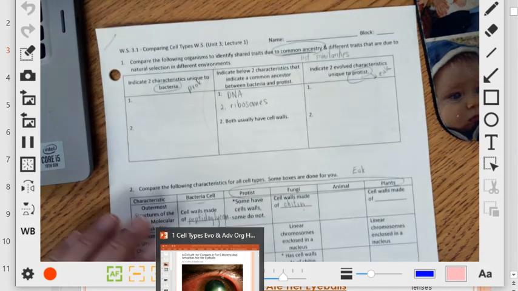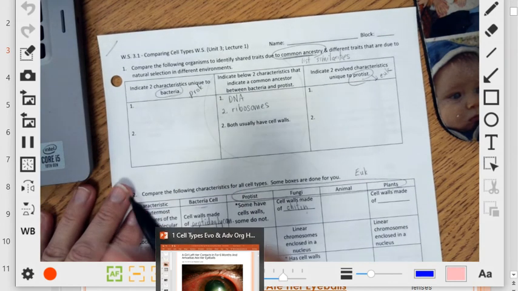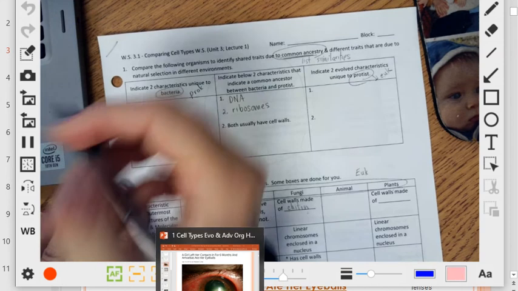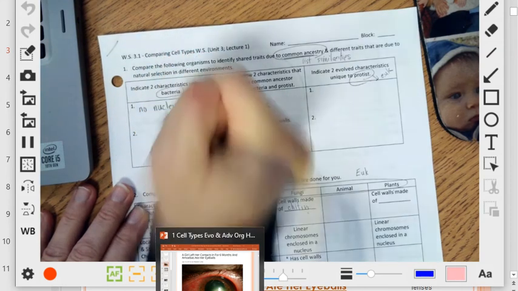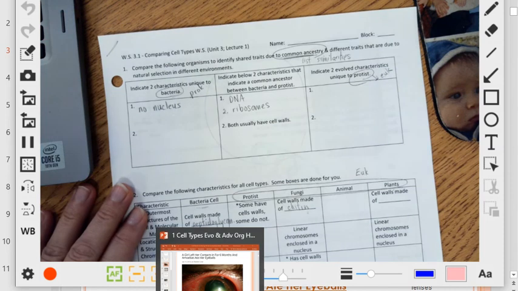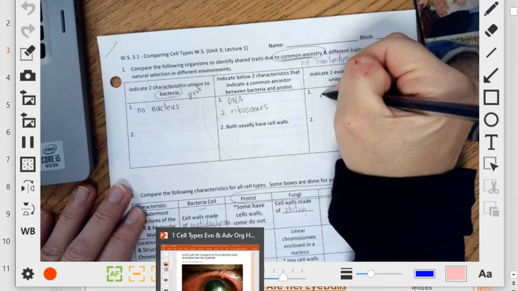So let's go back up here. All organisms have DNA, right? Well, if you remember, prokaryotic cells, they have DNA, but it's not in a nucleus. No nucleus. Okay, so DNA is not protected, whereas in eukaryotic cells, they do have a nucleus.